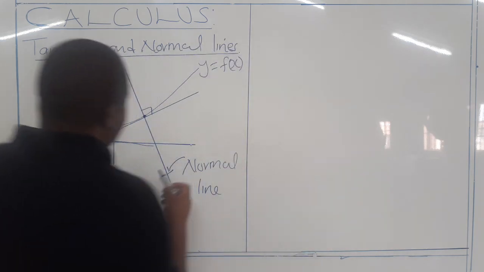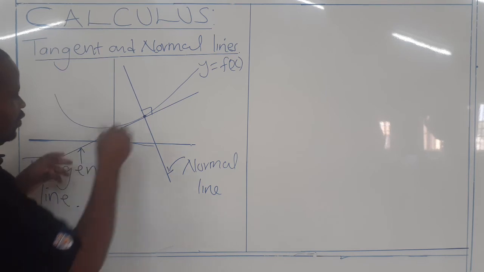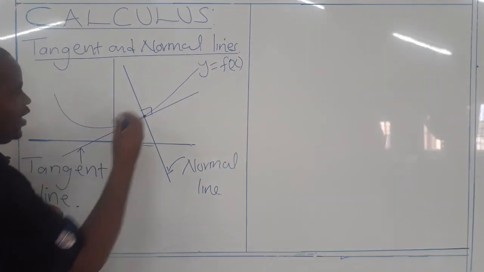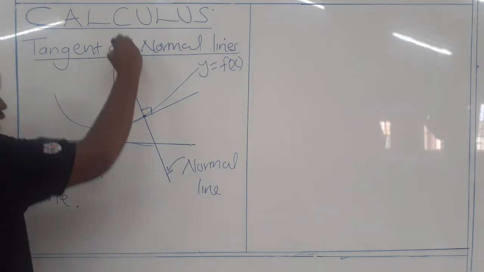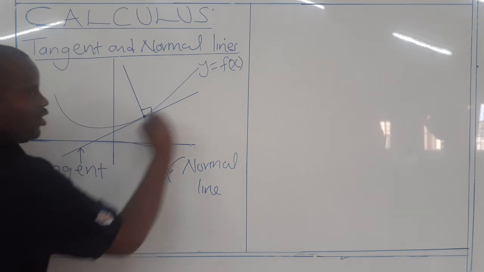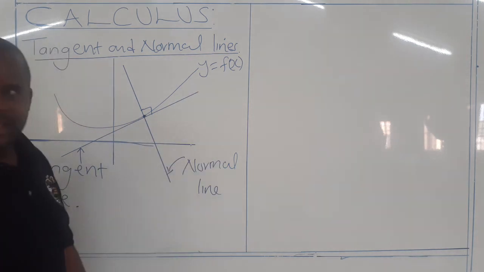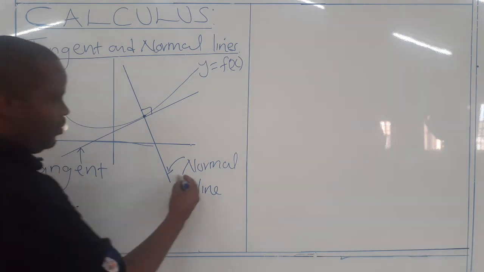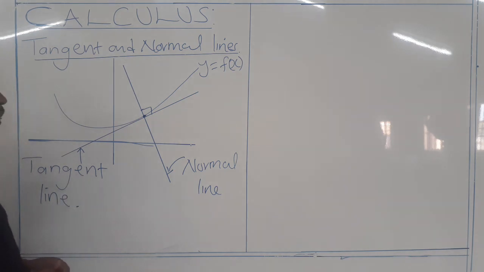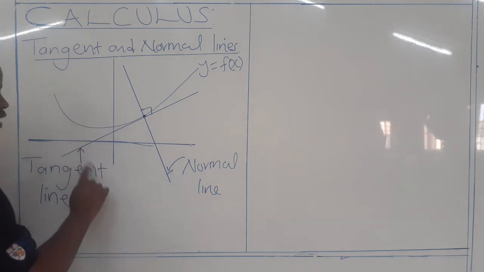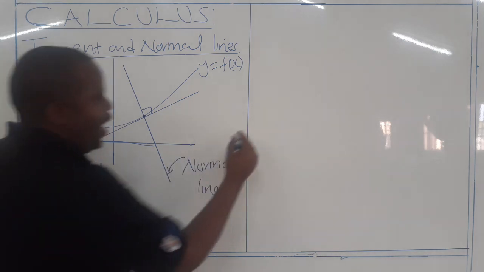Now, if you draw another line in such a manner that the line you have drawn and the tangent line are meeting at 90 degrees, or they are perpendicular to each other, then this line, which is perpendicular to the tangent, is referred to as a normal line. So we have got two lines, the normal line and the tangent line, and they are perpendicular.